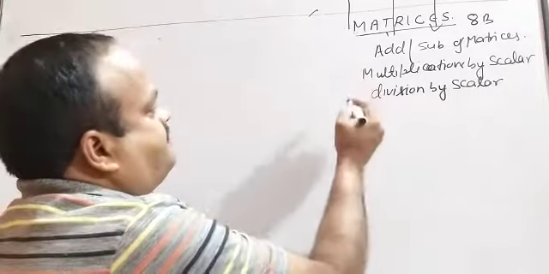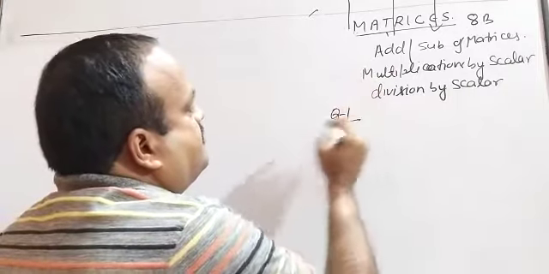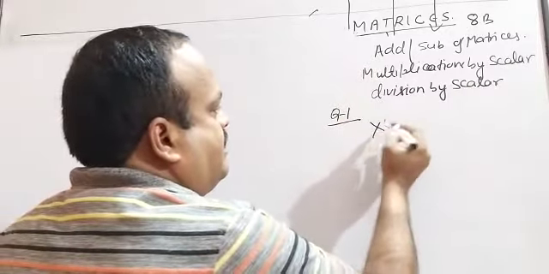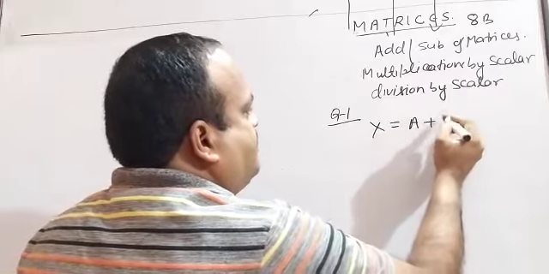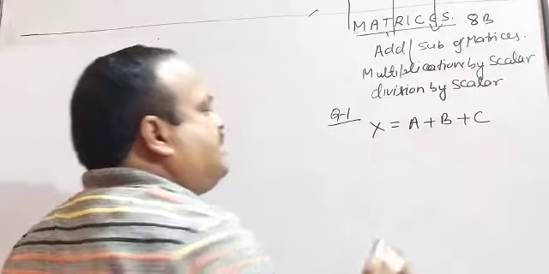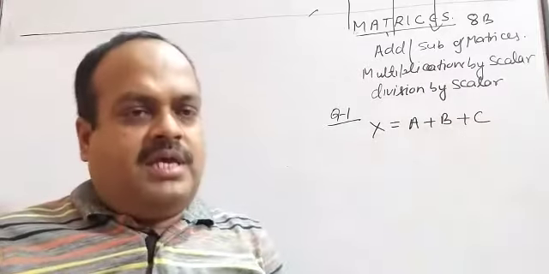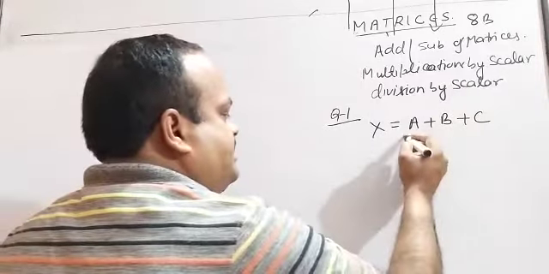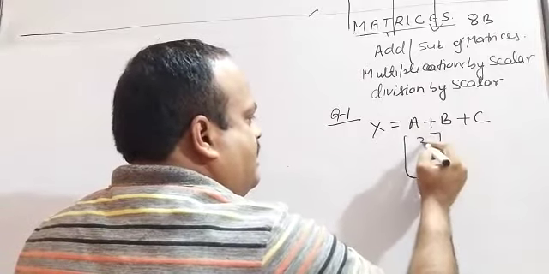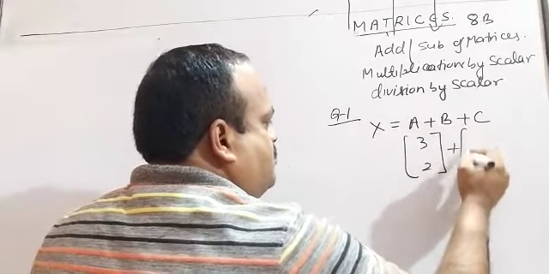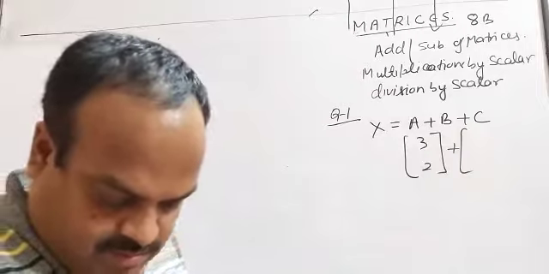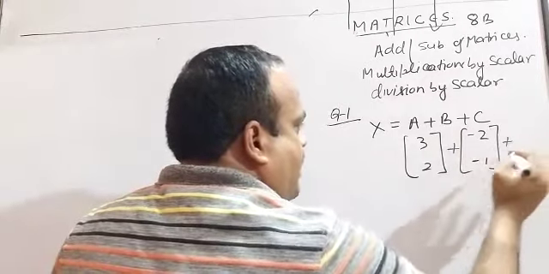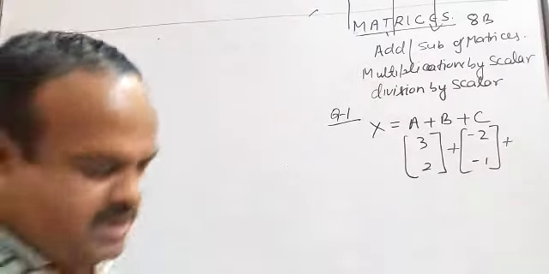Question number 1. We have to find the value of X, which is the sum of three matrices A, B and C. The matrices A, B and C are [3, 2], [minus 2, minus 1] and [1, minus 3].